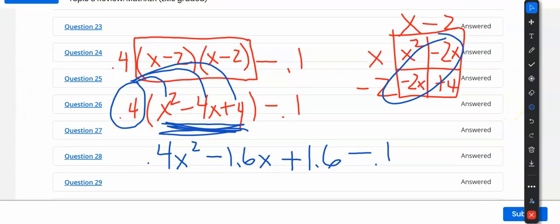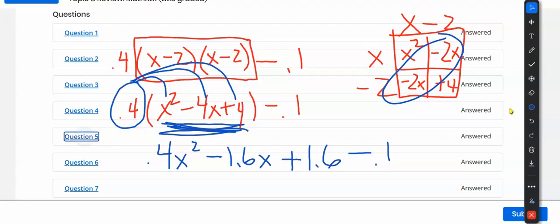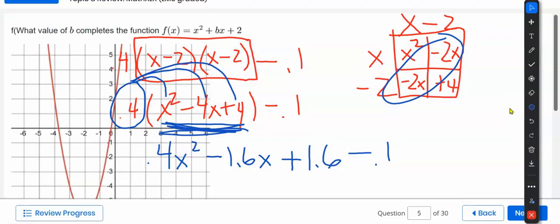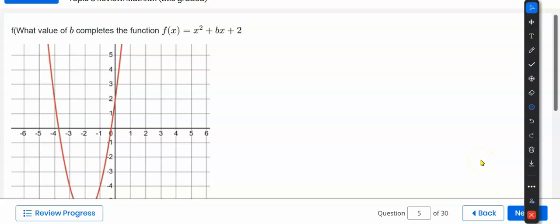And then, wait, it looks like we answered them all. Yeah, can you go to maybe start at 5? Yep. And then I just want to make sure the ones I didn't get, see if I was right. That's a good idea.